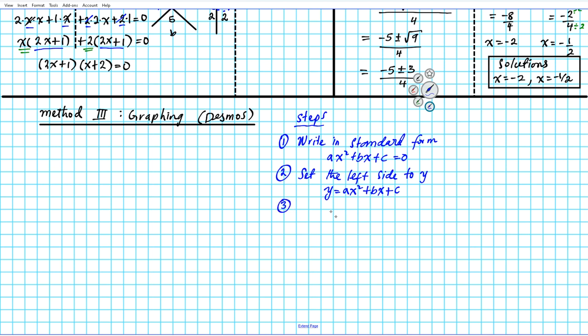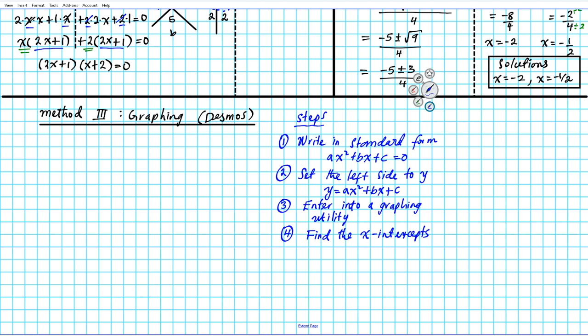Okay, and then now you can enter it into Desmos. You enter it into Desmos or your graphing calculator, a graphing utility, whatever you're using. And then whatever the options are in the graphing utility software, you find the x-intercepts. The x-intercepts are your solutions. Okay, so let's do it.